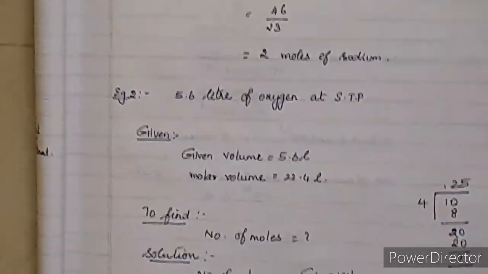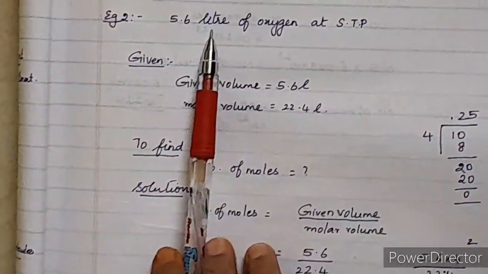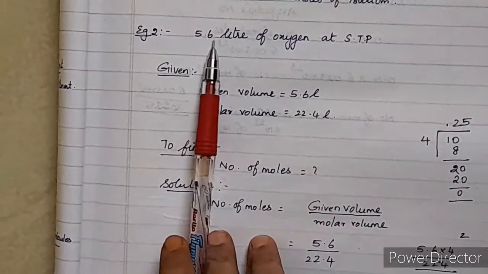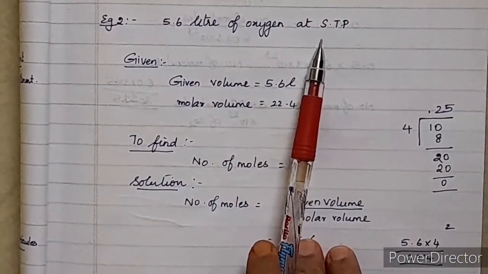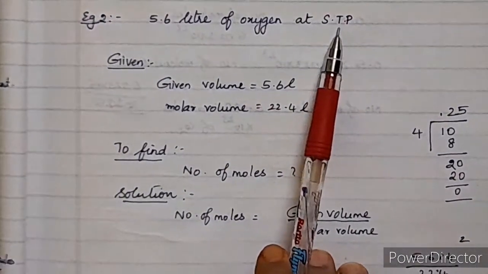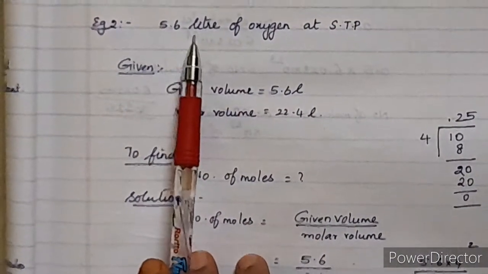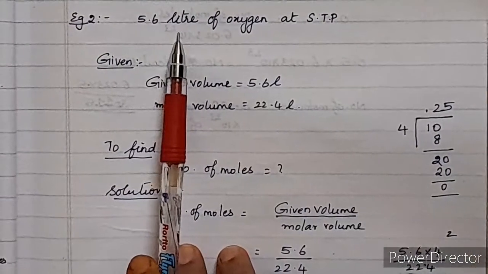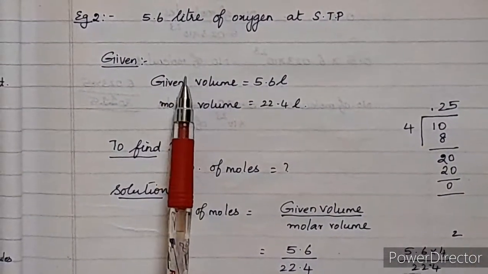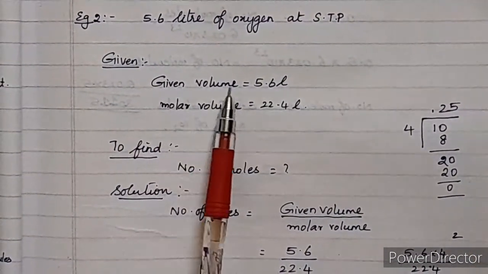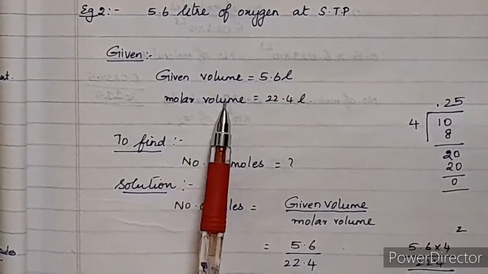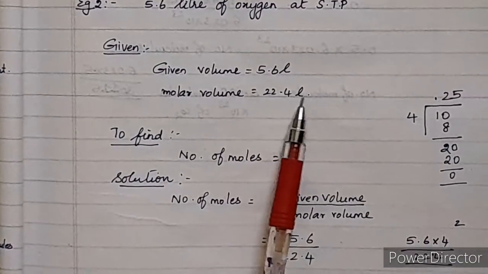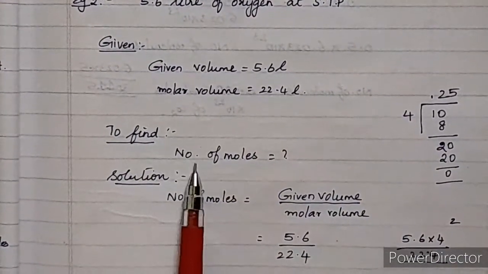Now the second example is given in terms of liters, isn't it? Now what is the question? 5.6 liters of oxygen at STP. What you have to calculate is the number of moles. But the given data is in the form of liters, isn't it? So the appropriate formula should be used. Now first we'll write what is given. Given volume: what is the given volume? It is 5.6 liters. Now what is the molar volume? It is 22.4 liters.